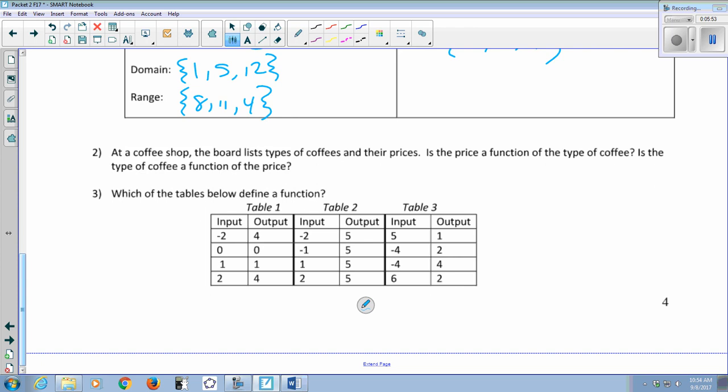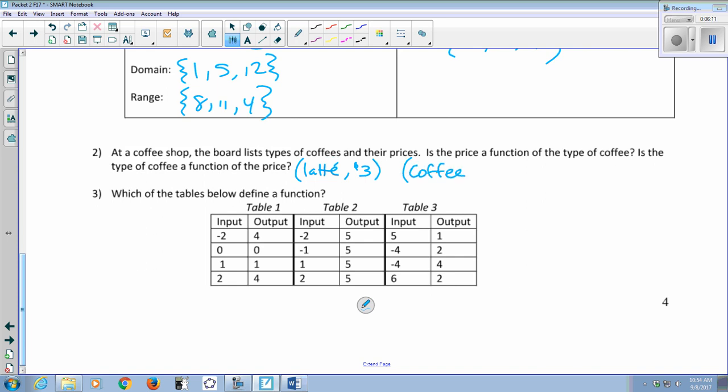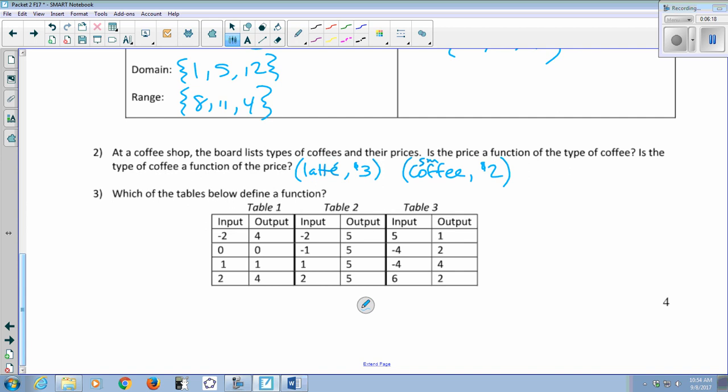So if I'm putting in one ordered pair, for example, might be latte, comma, $3. Or we might have just a small coffee, $2. So each x value, the coffee that you order, can only be paired with one price. So price is a function of the coffee type.